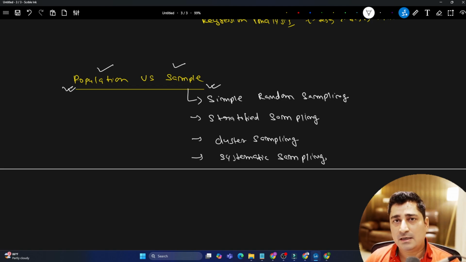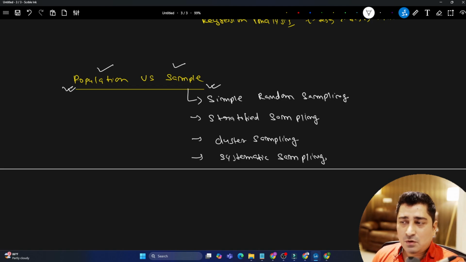Again, these are not the end game. These are not the only approaches that we follow. As we go deeper and deeper, we will explore all of these approaches and build use cases based on them. So here I believe you are all able to understand the difference between population and a sample.